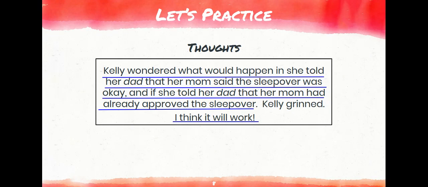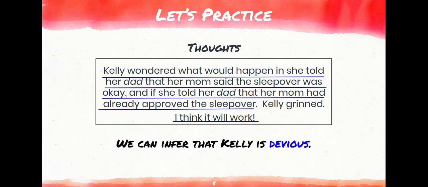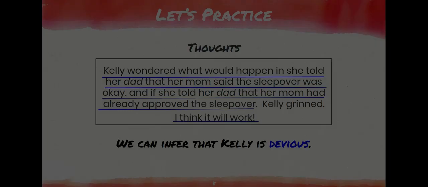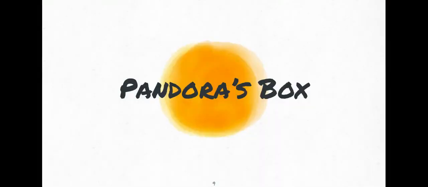So what could you infer about Kelly based on her thoughts? What kind of a character is she? We could infer that Kelly is devious. So using these 4 is an easy way to identify different parts of the character and come up with character traits. Now I want you to reread Pandora's Box from last week.